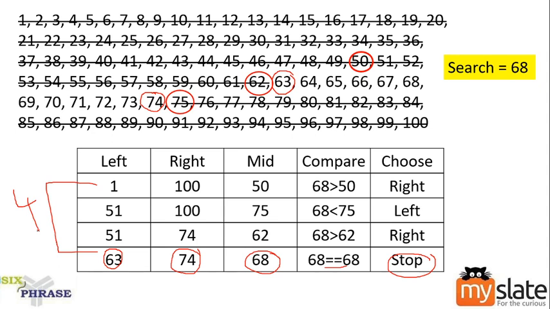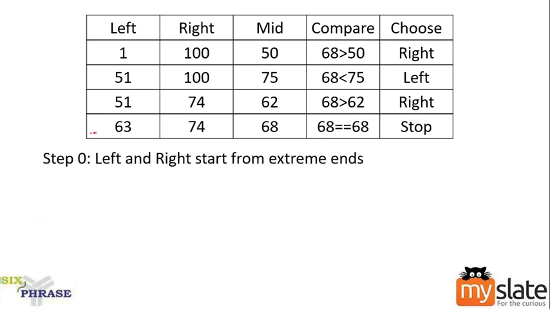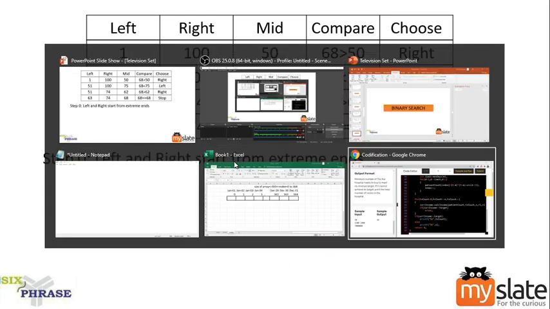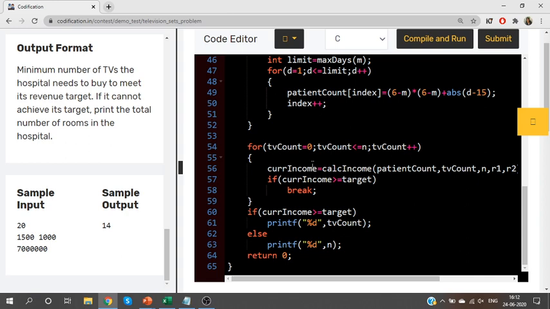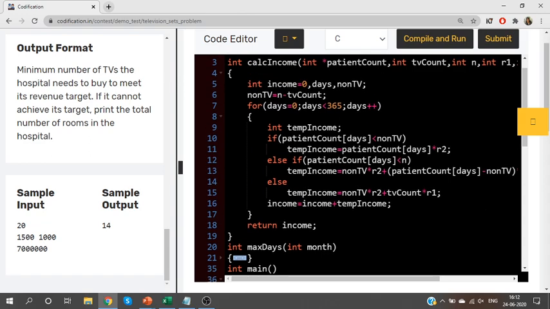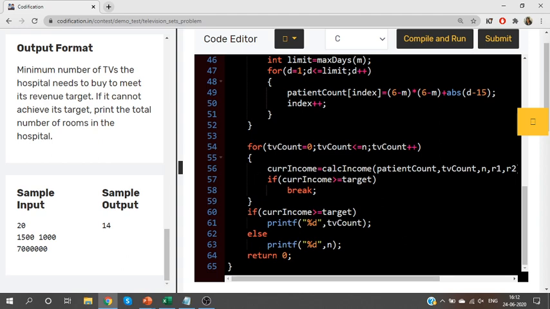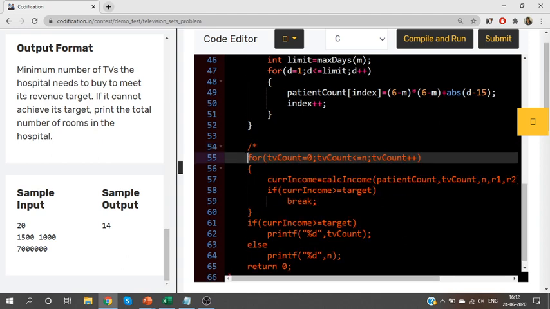Let us take a quick recap on this algorithm. Look at the table alone. Focus on the table alone. Step 0. Initially, where will you start left and right from? Left and right will start from the extreme ends. We'll do it parallelly. During our input income calculation, when I use these TV values and calculate this income, we will not use a linear approach.